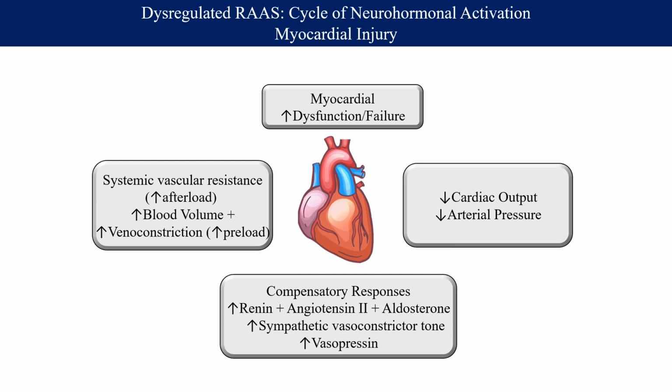However, this compensatory increase in both afterload and preload force the heart to work harder to pump out blood. This may cause more cardiac strain and injury, thus creating a vicious cycle of neurohormonal activation, requiring a higher and higher cardiac workload and eventual decompensated heart failure.